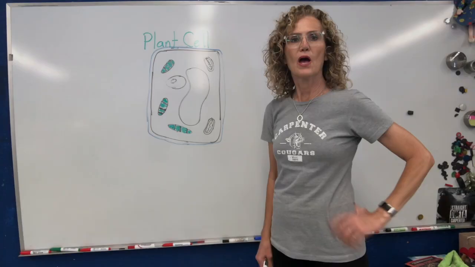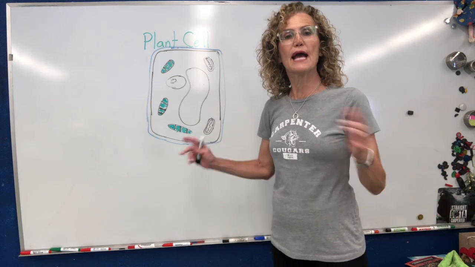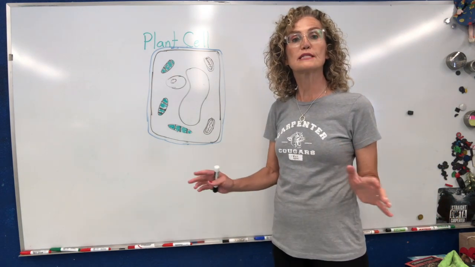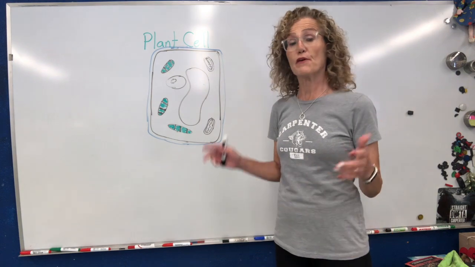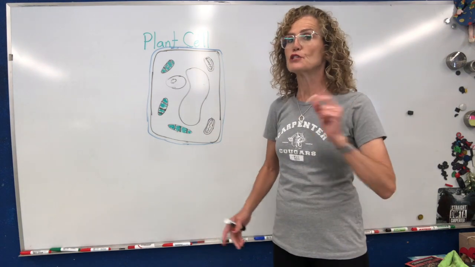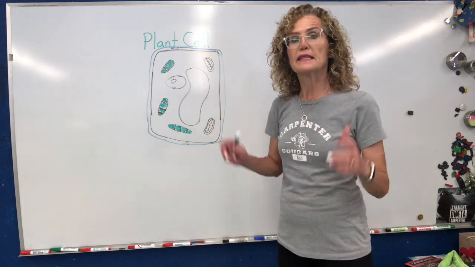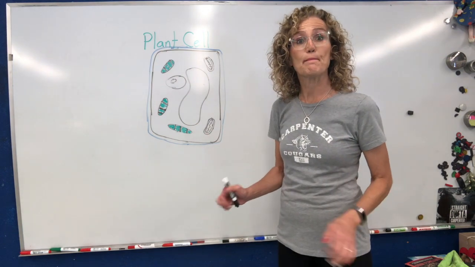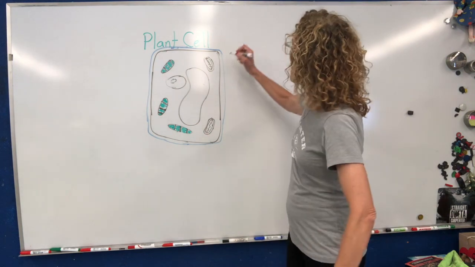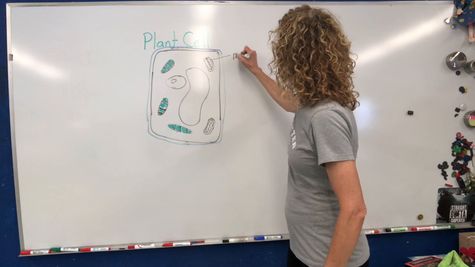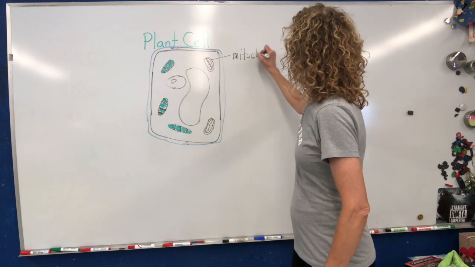Okay, 4th grade Cougars, now we're going to start talking about the parts of a plant cell. There are a lot of parts that are the same, there's just a couple that are different. Let's start with the things that are the same. So the first thing is the mitochondria.